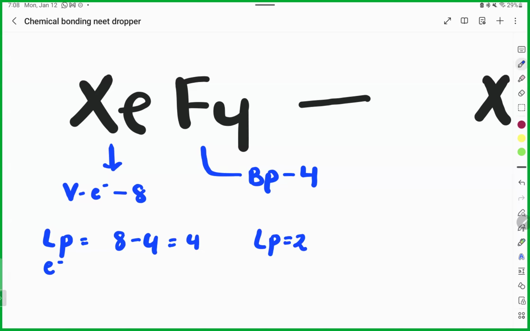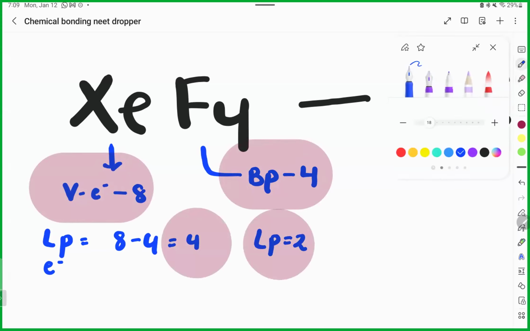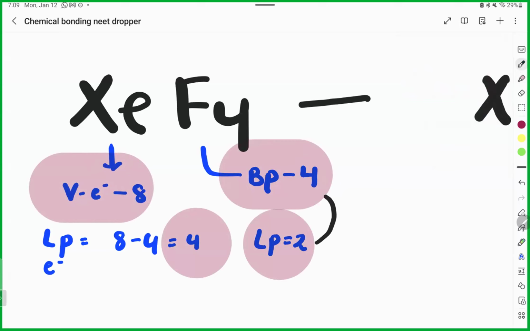Two, correct? Yes, sir. Total bond pair is 4 because of fluorine. Total valence electrons are 8 because it is a noble gas. Lone pair: 8 minus 4, that is 4 electrons and 2 lone pairs, right? So what will be the hybridization number, Chandana? 6. What will be the hybridization?